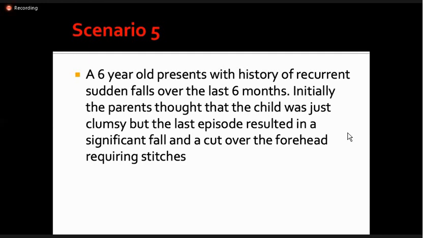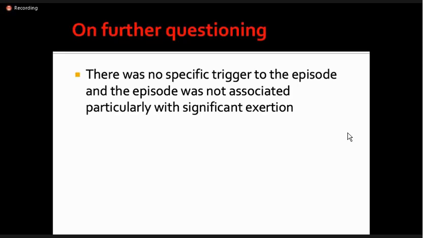6-year-old. First of all, the age is a little unusual for vasovagal episodes. Usually vasovagal episodes we see in slightly older children. So that's one of the things. The other thing, of course, is that there's a significant fall with injury. So we do think, wow, this is quite sudden then. The fall is quite sudden. Okay. So it could be cardiac.